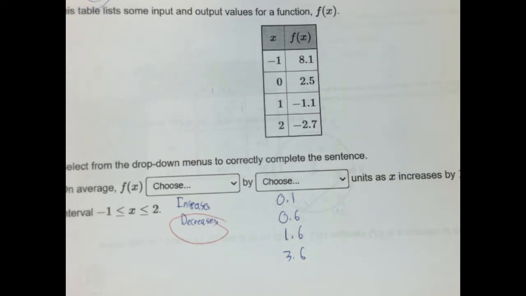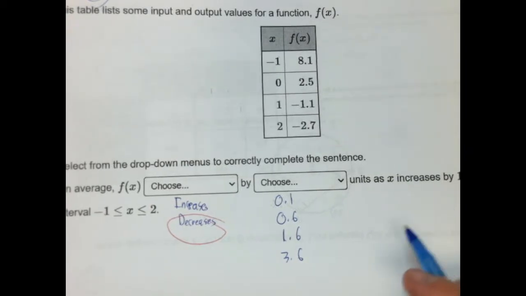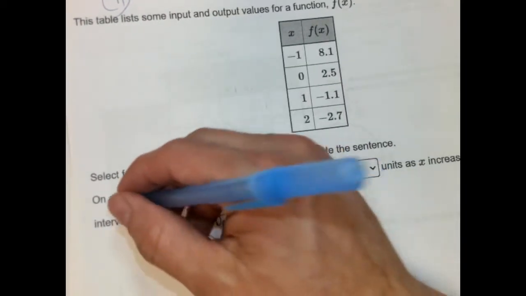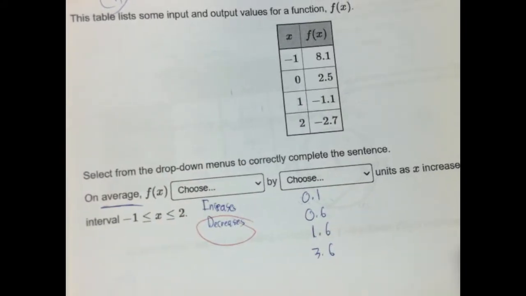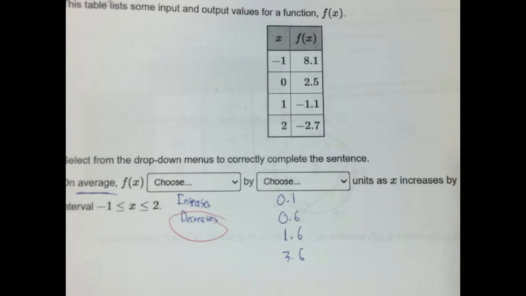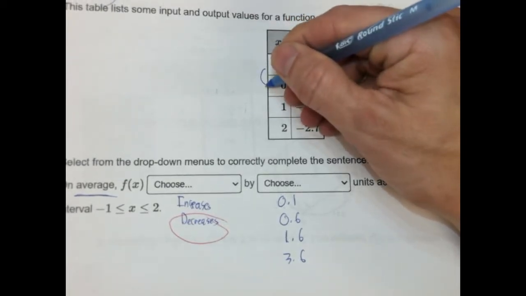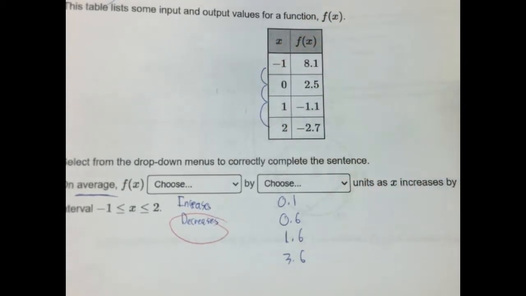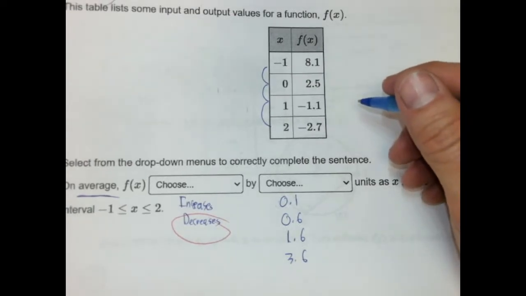Okay. And that says on average is probably the key term here. On average. So how would I do this? Well, how many changes are there? There's 1, 2, 3. There's 3 changes, and how much do we change by?